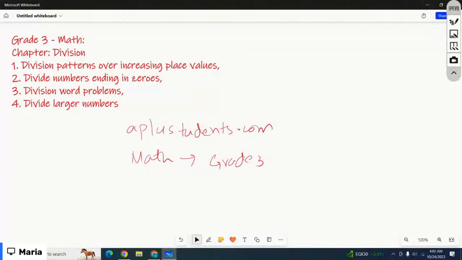We're going to start with the chapter division, and the lessons we're going to cover from the chapter are division patterns over increasing place values, divide numbers ending in zeros, division word problems, and divide larger numbers. So, what do you know about division? What is division?